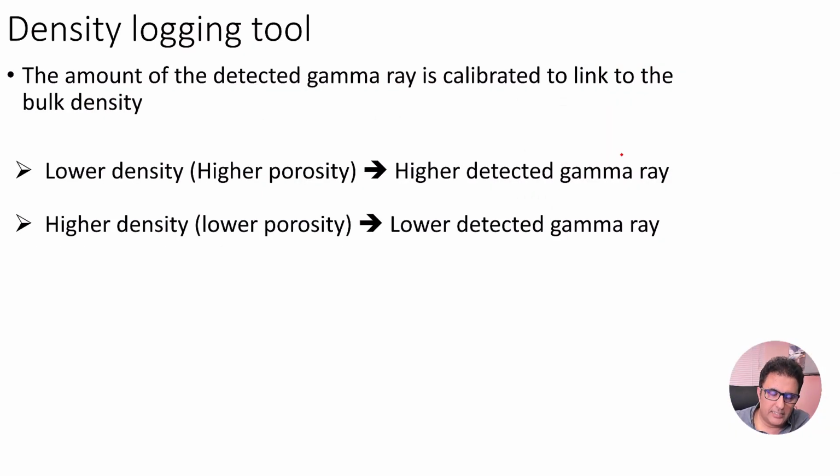Now, assume that the formation has low density. Low density means higher porosity, and in that case, we are going to have higher detected gamma ray. On the other hand, if we deal with a denser formation, the gamma ray will be attenuated more, and so we are going to detect a lower number of gamma rays. This is how we are able to estimate the density of the formation based on the number of detected gamma rays.